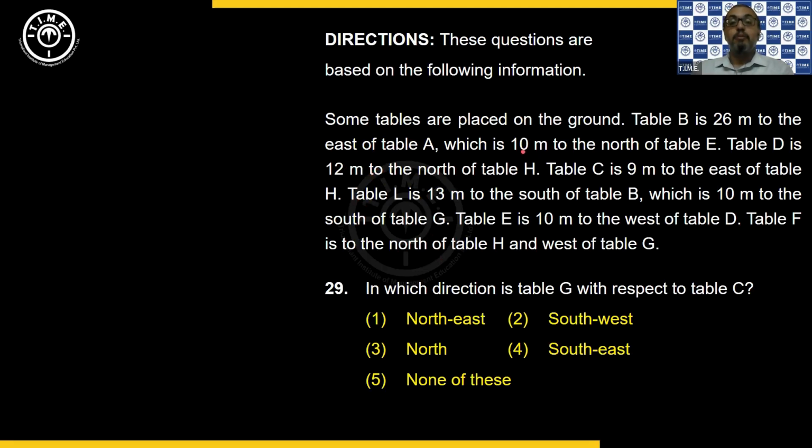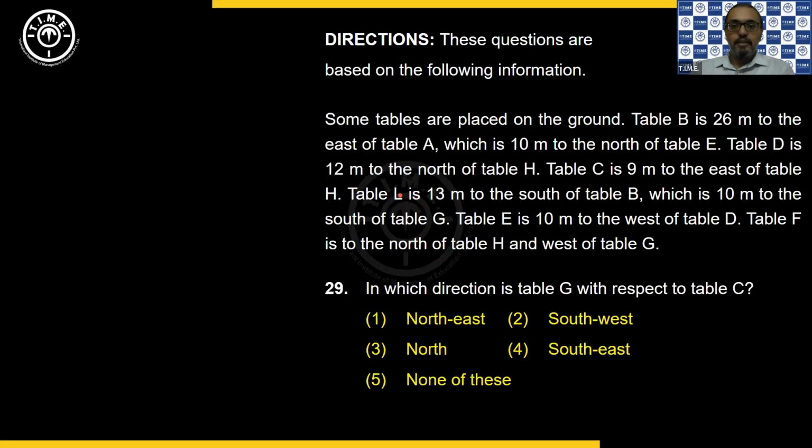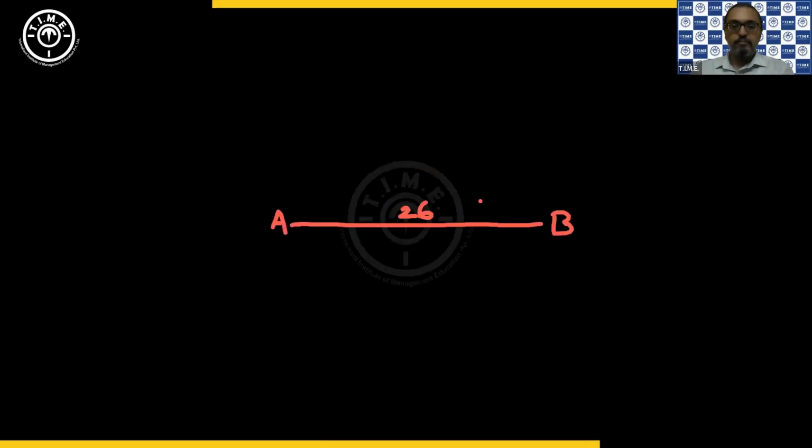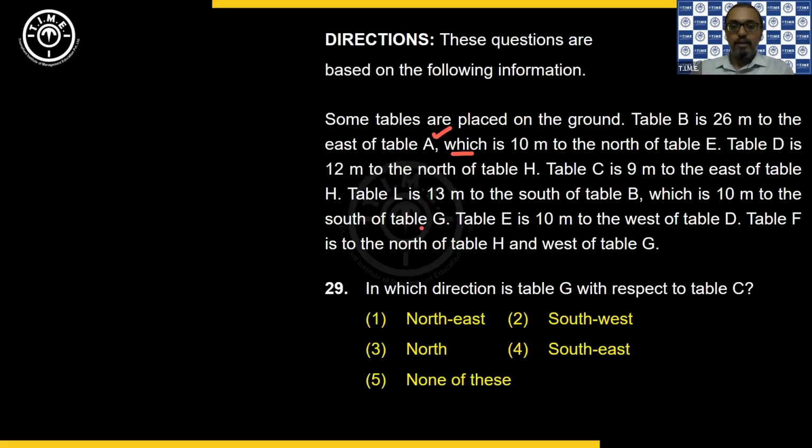It says some tables are placed on the ground. Okay, so we have table B is 26 meters to the east of A. East is right side of A. So we have A, B is on the east side, that is right side, and the distance is 26. Then A is 10 meters north of E. So above E, you have A 10 meters, correct?